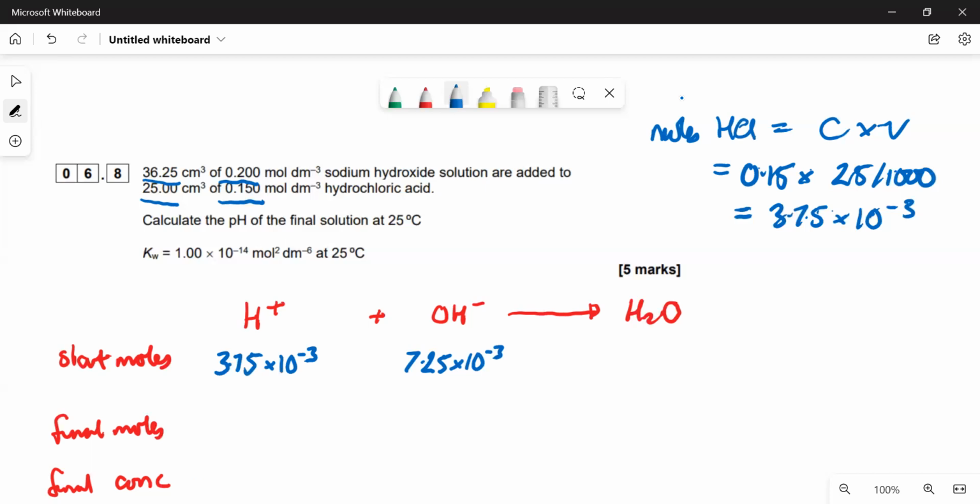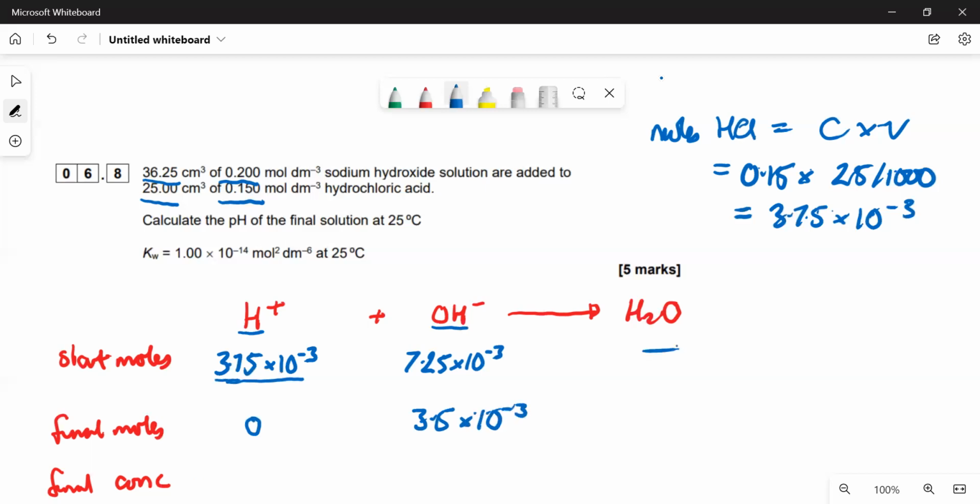Because these react together in a 1-to-1 ratio, 1 mole of H plus reacts with 1 mole of OH minus, so that's going to go down to essentially 0. Of course, it won't really be 0, it'll be a tiny bit left because you always have a bit of H plus in solution. And the OH minus is going to go down by that much, isn't it? So it's going to be 7.25 minus this. If you do that, you get a value of 3.5 times 10 to the minus 3. That's how much is left over.